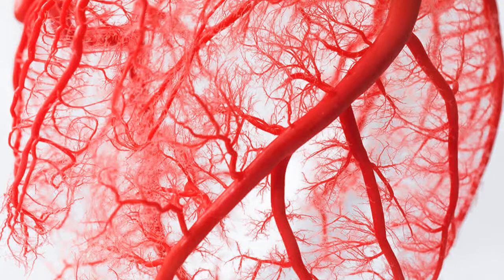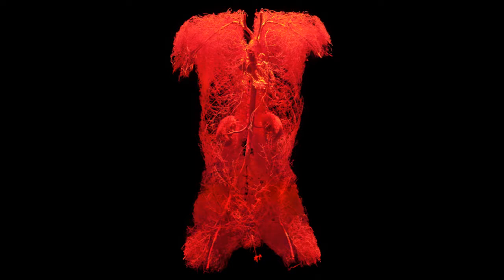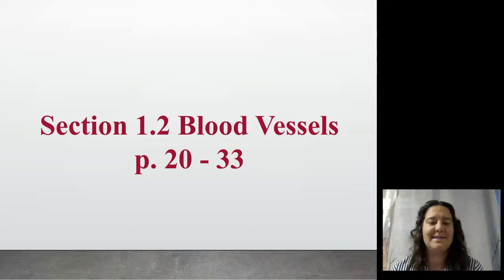Arteries, veins, and capillaries provide a highway for blood to travel throughout our body and allow all of our cells to get the nutrients and oxygen that they need. Hi, and today's lesson is on the different types of blood vessels.